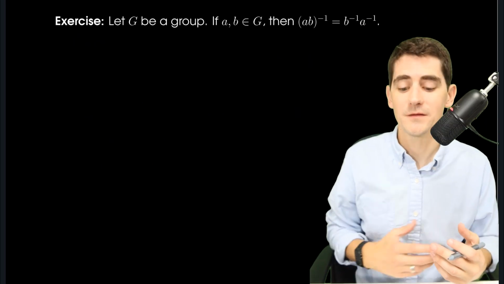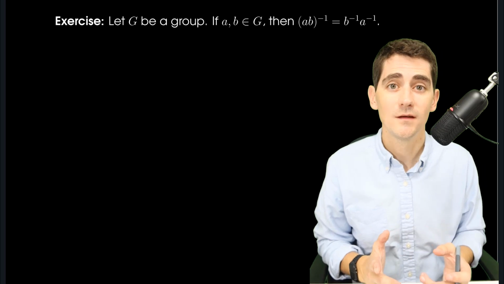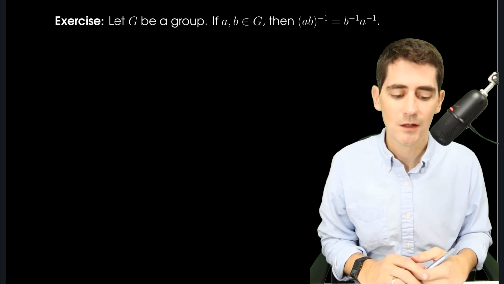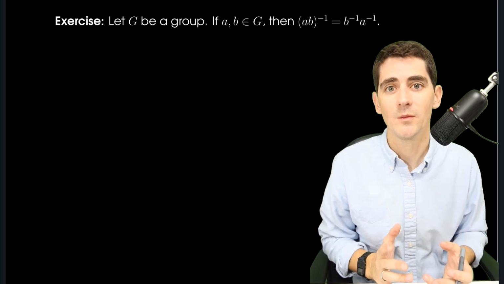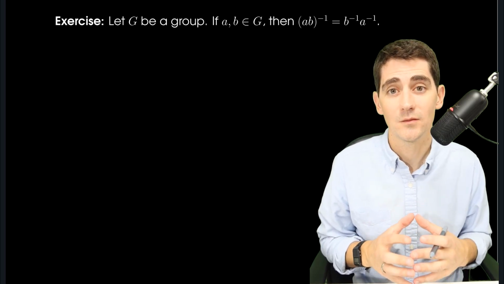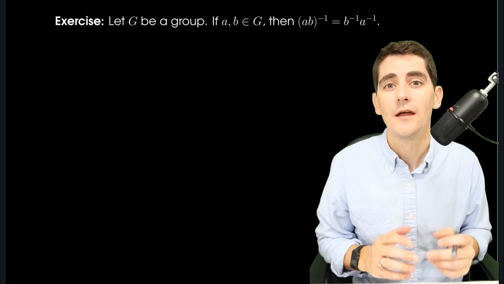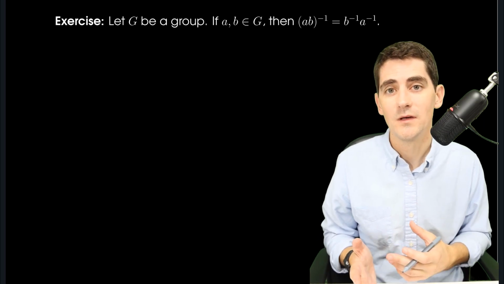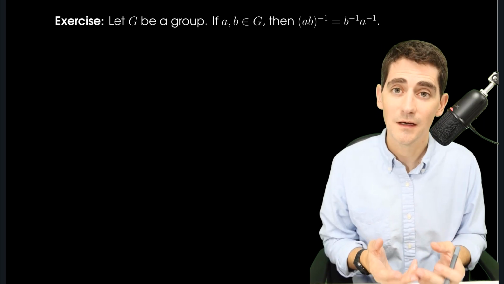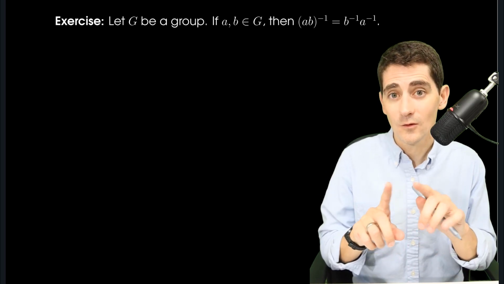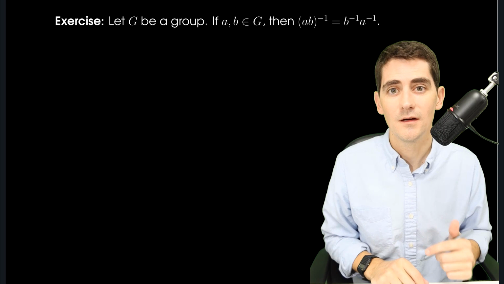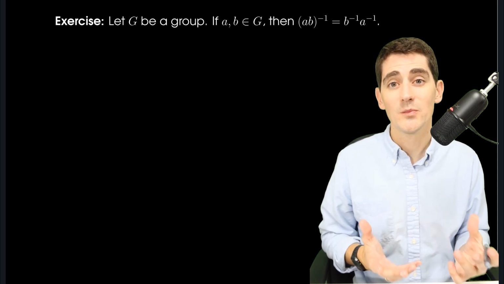All right, let's look at another exercise. This time we have two things in our group, A and B, and we multiply them together. And what we want to know is what is the inverse element of that multiplication product, that AB element. And can we relate it back to A and B itself? And the truth is we can. So if A and B are elements in a group, then (AB) inverse is B inverse times A inverse. Now how would we prove that?